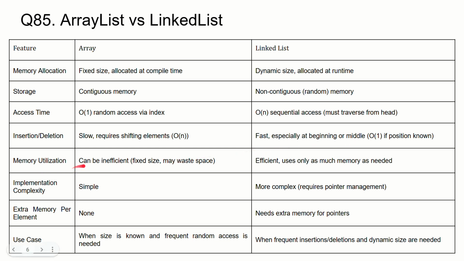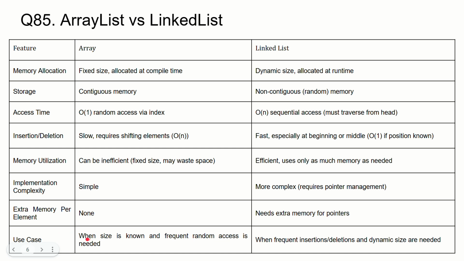Memory utilization. Array can be inefficient because the fixed size may waste some space, whereas memory utilization is efficient in linked list as it uses only as much memory as is needed. Implementation complexity. Array is simple, whereas linked list is more complex because it requires pointer management. Extra memory per element. Array does not require any extra memory per element, but linked list needs some extra memory for pointers for each element.